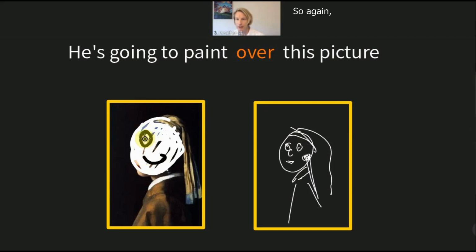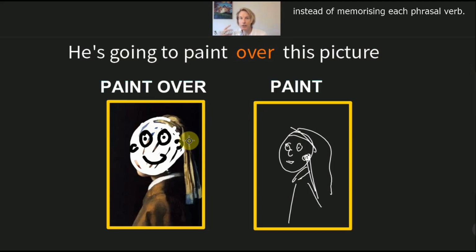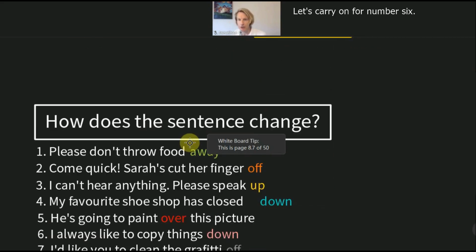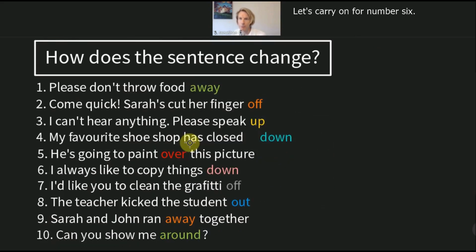So again, I think you can see the logic. There is logic in phrasal verbs, although sometimes you have to think about it. But the more you look into it, instead of memorizing each phrasal verb individually, the more you see, the more you begin to develop an instinct. Let's carry on. For number 6.